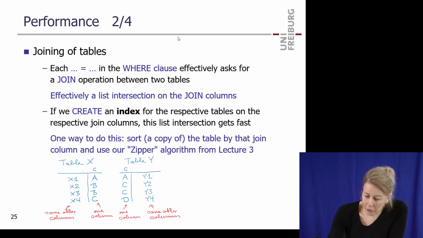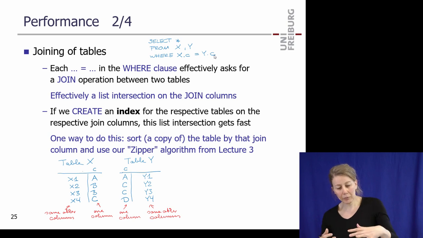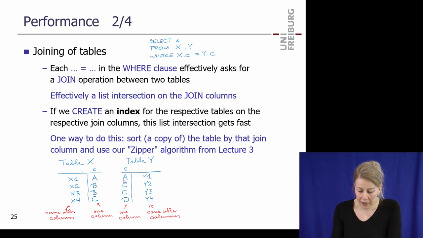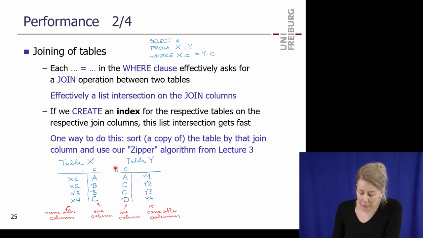And what I want to do is select star from, and let's call it x comma y, so I'm taking the cross product of the two tables where x dot c is equal to y dot c. So I'm computing the cross product, and then I'm only filtering out those lines where these two columns C, they don't have to be called the same, I just call them the same, are the same. Before I do this, how many rows does the result have?